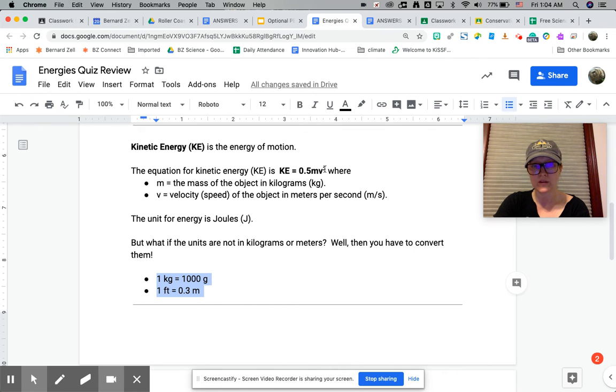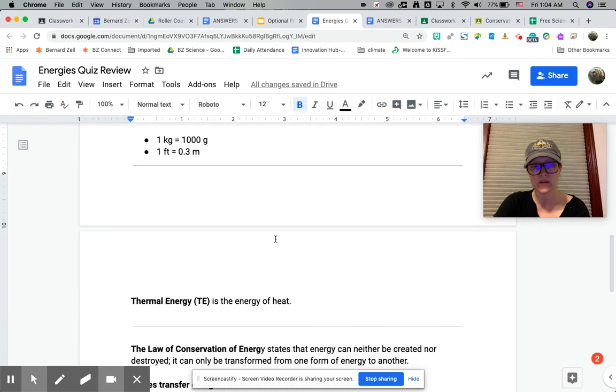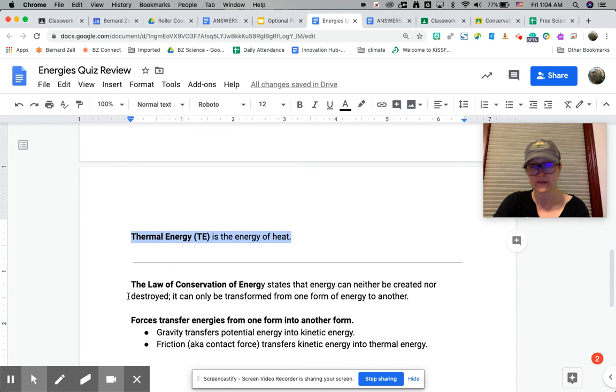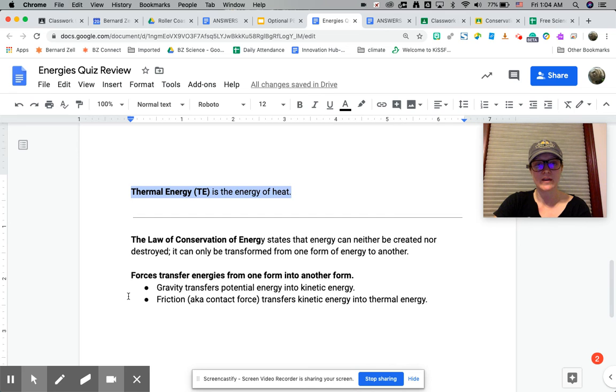So again, the only thing you need to know for the math is this equation right here. All right, and then thermal energy. Thermal energy is the energy of heat, right? It's heat, and that could be fire heat, or the example, we'll use it again, if you put your hands together and you rub them together, they get warm, right? So thermal energy is the energy of heat. So the only thing you need to know there is the definition for that.